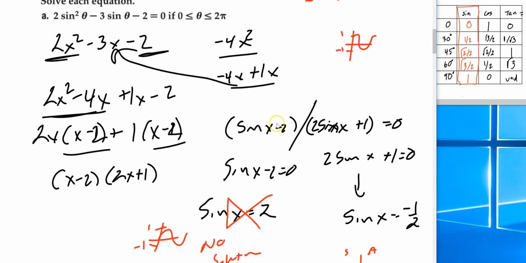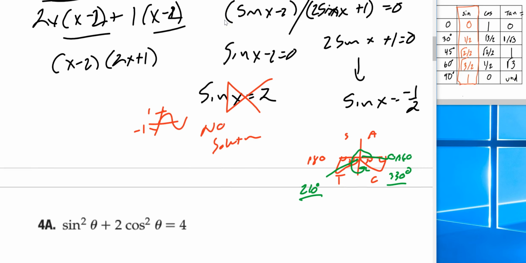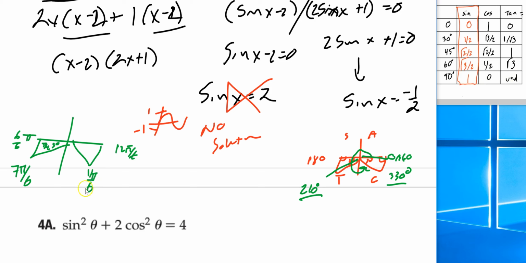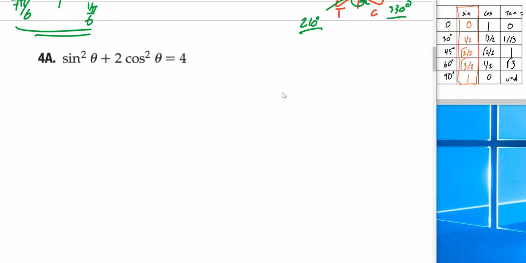Now, if we look back at the top, they wanted radians. So how to do that? Same concept. This is 30, so that's pi over 6. So you put pi, 6 over 6. One more would be 7 pi over 6. If you wanted this one, if you double, you get 12 pi over 6. One less will be 11 pi over 6. So that's it in degrees, and that's it in radians. Same thing. Let's move on to the next one.